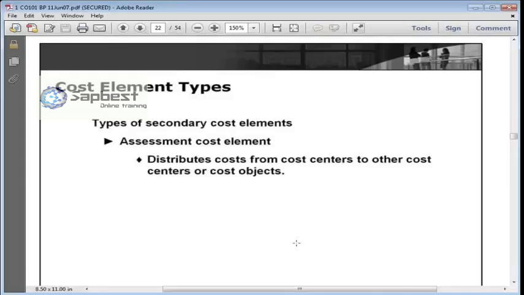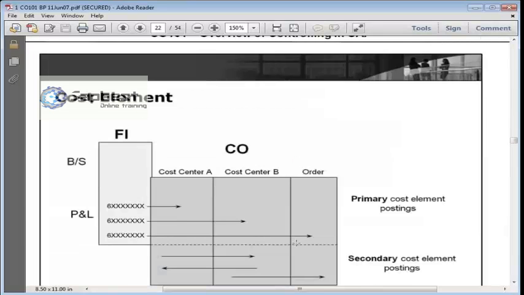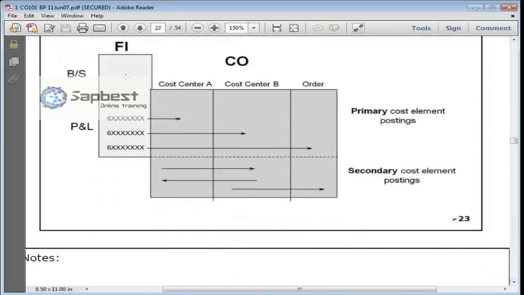Cost element types. For the secondary, there is an assessment cost element, and the assessment cost element distributes the cost from a cost center to other cost centers. They're making the assessments and moving from one cost center to another cost center. Okay, another example here. Same thing, same concepts. There's a balance sheet side, there's a P&L side. Anything that's on the P&L side pushes to CO, and within CO the costs get moved around, right? The costs get kicked around.